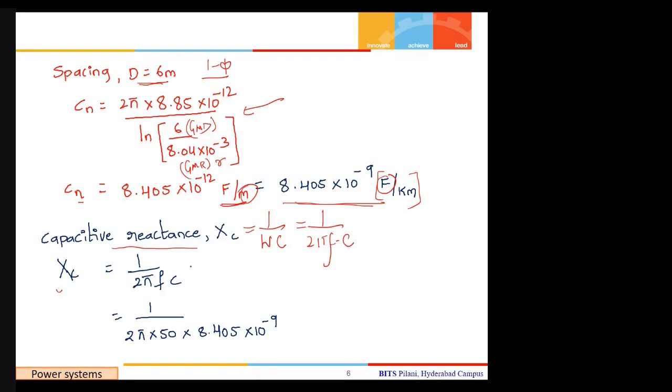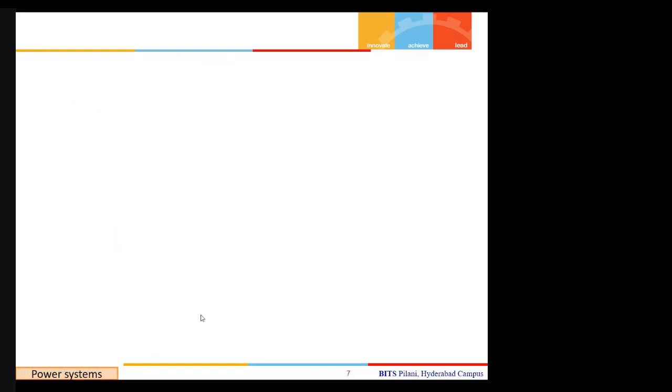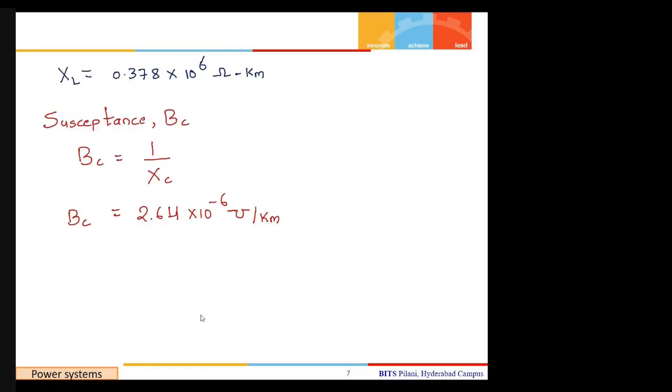Now understand this Xc unit is in ohms per kilometer, right? Here we have a farad per kilometer. So here you will be having ohms per kilometer. So after substituting this value of the capacitance and the frequency, you will be getting the capacitive reactance of the line. So Xc value you will be getting as this one, which is in ohms per kilometer.